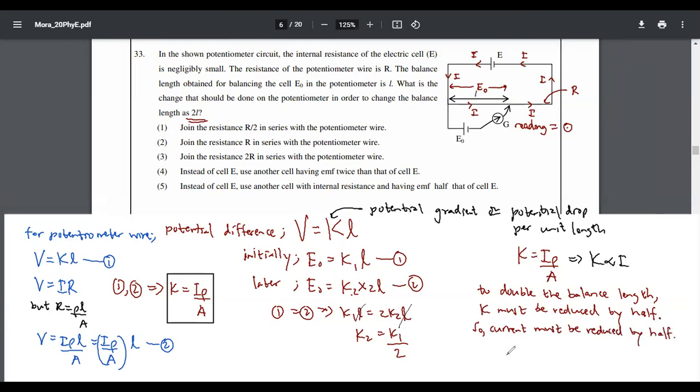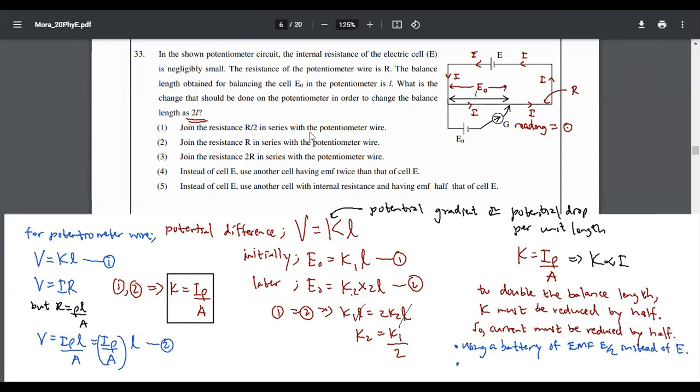Tell me 2 methods to reduce the current by half, people. In the primary circuit, you can reduce the current by half. What can I do? Using a battery of EMF E by 2 instead of E.